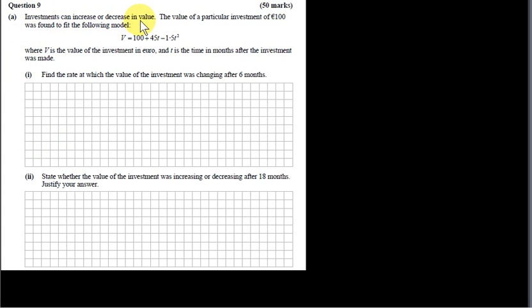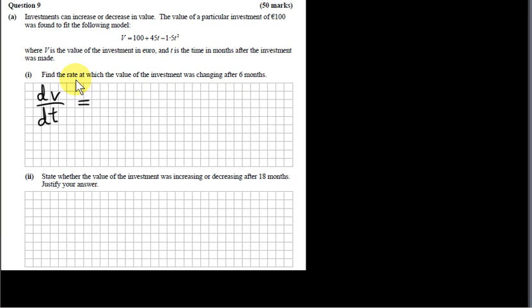Investments can increase or decrease in value. The value of a particular investment of €100 was found to fit the following model: V equals 100 plus 45t minus 1.5t squared, where V is the value of the investment in euro and t is the time in months after the investment was made. Find the rate at which the value of the investment was changing after 6 months.